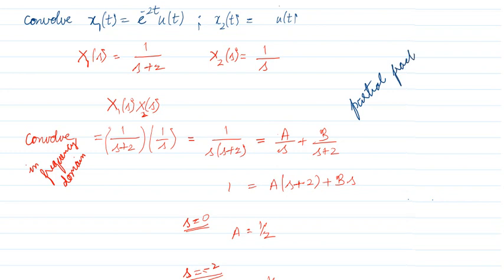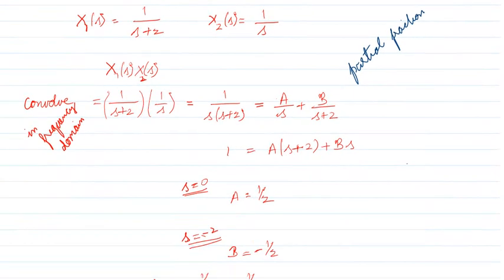If the roots are real and not repeating, we write A by s plus B by s plus 2. The roots are s equal to 0 and s equal to minus 2, so A is a constant and B is a constant. Now we have to solve for A and B. If you put s equal to 0, this term is gone. So 1 equals 2A, so A equals 1 by 2.